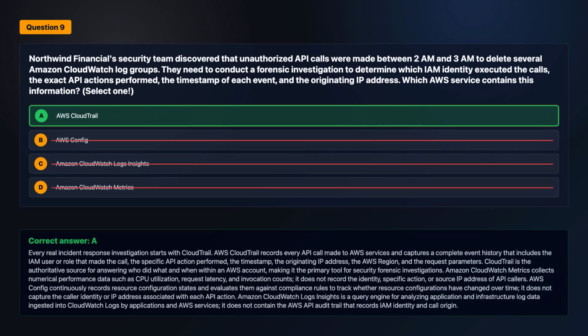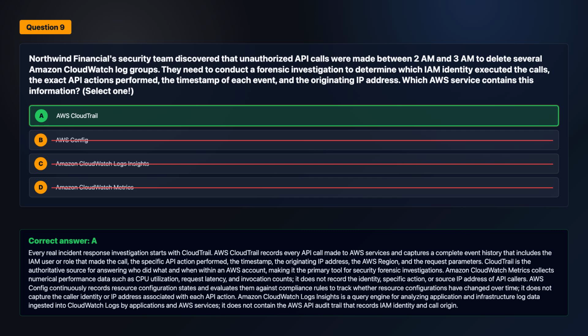The correct answer is option A. Every real incident response investigation starts with CloudTrail. AWS CloudTrail records every API call made to AWS services and captures a complete event history that includes the IAM user or role that made the call, the specific API action performed, the timestamp, the originating IP address, the AWS region, and the request parameters.